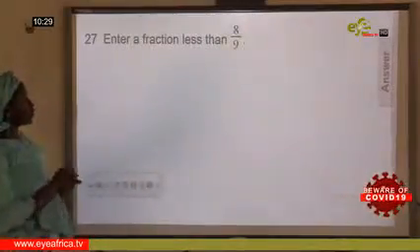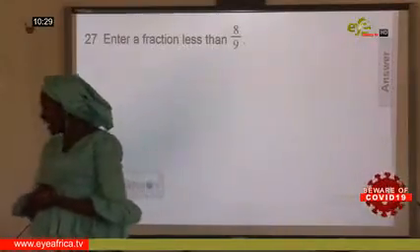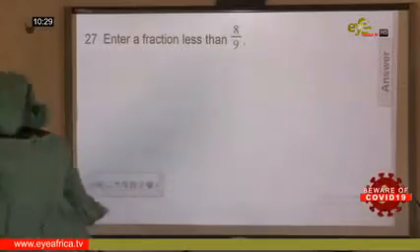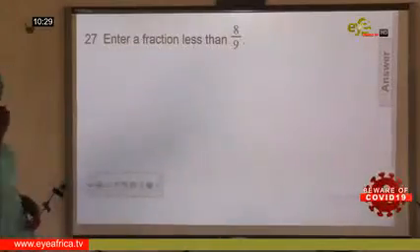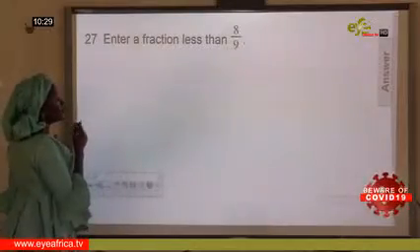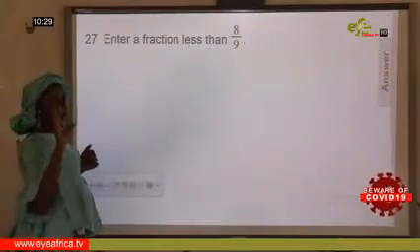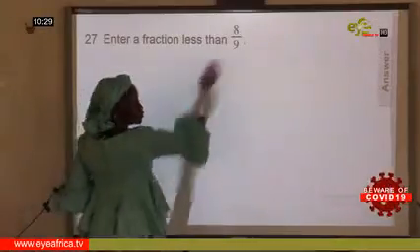Enter a fraction less than 8/9. I don't have it there. I will draw a diagram showing you that this fraction is divided into 9 equal parts, because our denominator is 9.